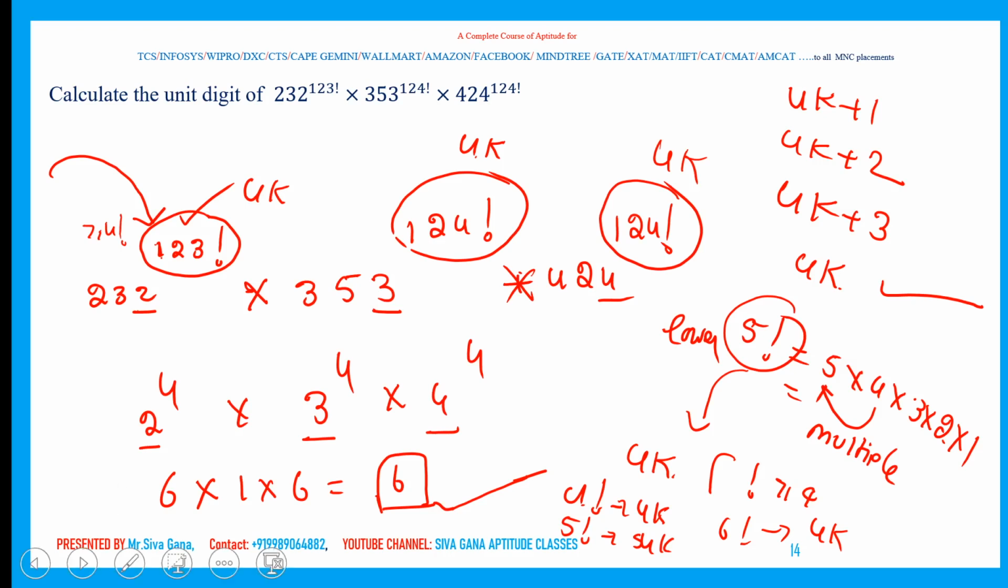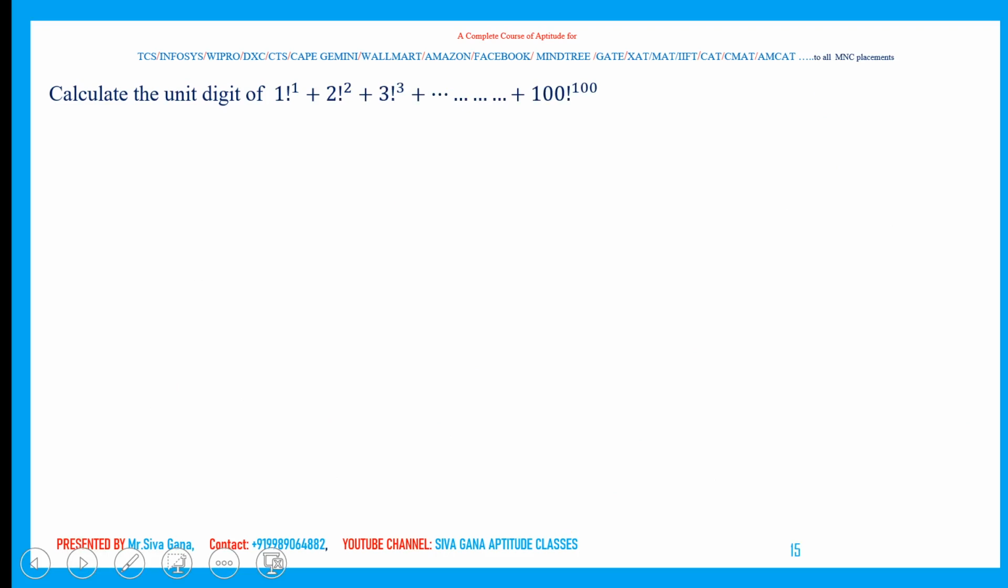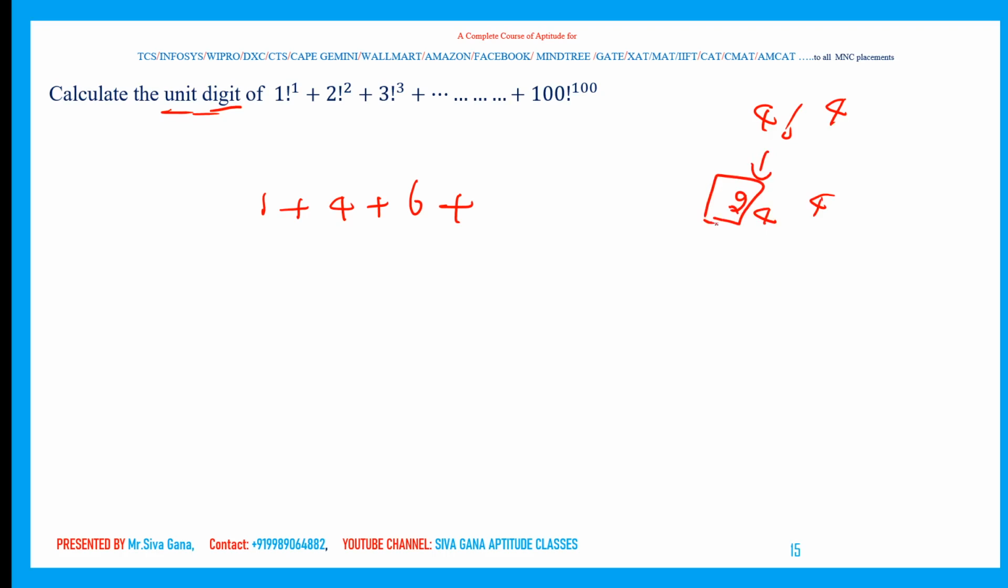Okay. Next question and last question of this session. 1 factorial power 1 is 1. 2 factorial is 2, 2 square is 4. 3 factorial is 6, 6 cube unit digit is 6. Plus, next is 4 factorial power 4. 4 factorial is nothing but 24. 24 power 4. No need to consider this digit 2.